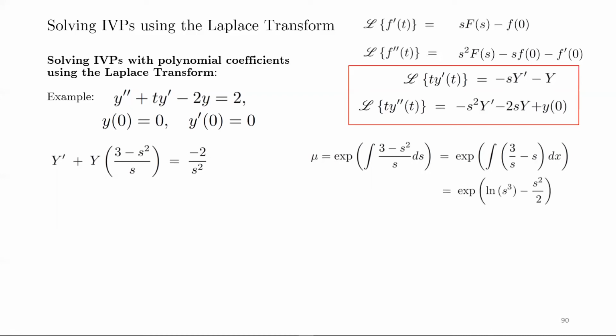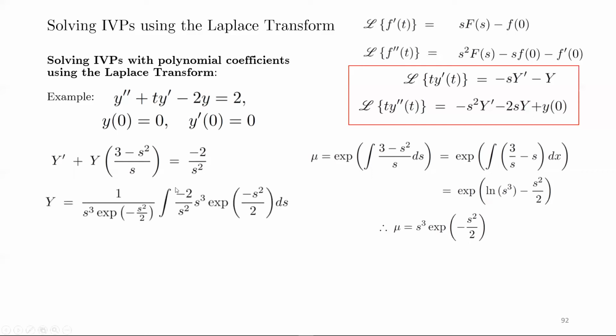Okay, then I can use the properties of the exponential to write this as the product of two exponentials. So the exponential of the log of s cubed multiplied by the exponential of negative s squared over 2. The exponential of log of s cubed is just s cubed. So therefore mu is equal to s cubed times the exponential of negative s squared over 2.